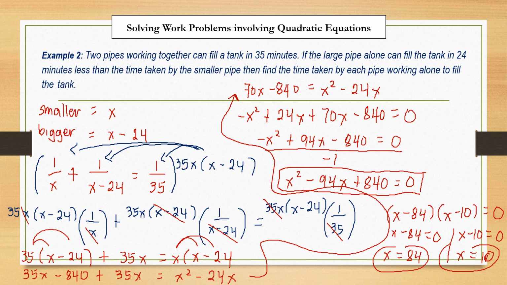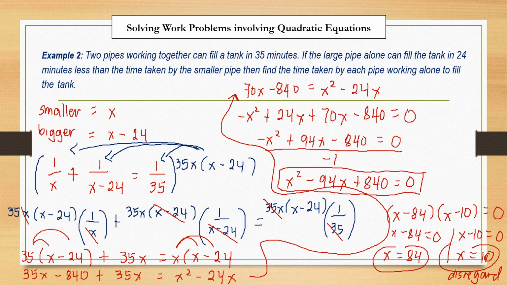What we're going to do with x is equal to 10 is we will disregard this value for the smaller pipe, since if we subtract 24 from 10, that will give us a negative number. So we will only consider x is equal to 84.